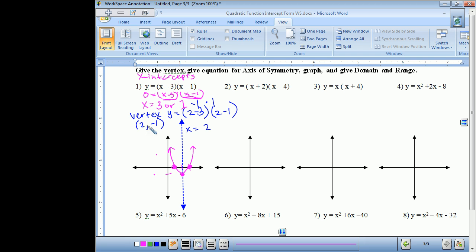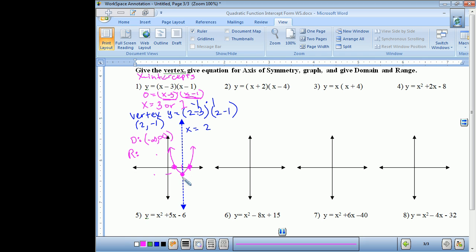That gave the vertex, the axis of symmetry. Now let's think about the domain and the range. The domain, it keeps going left forever, it keeps going right forever. So the domain is from negative infinity to positive infinity. Now range is the set of all possible y values. And we always write it from least to greatest.